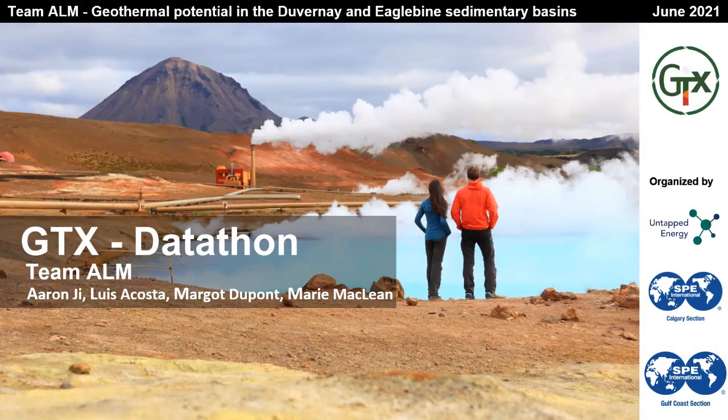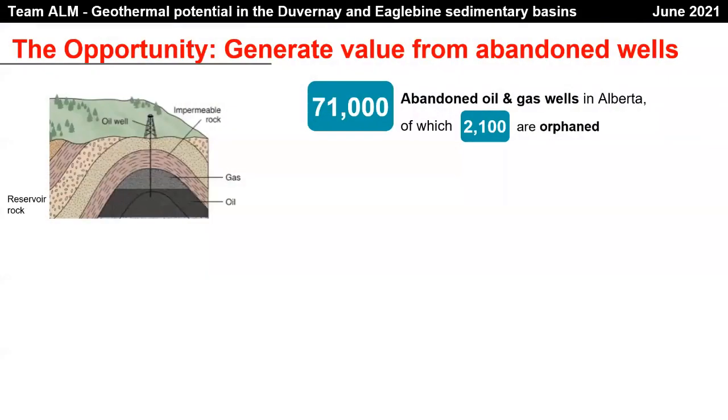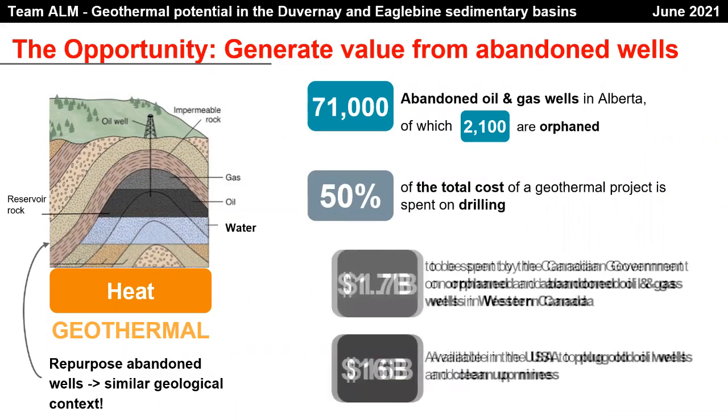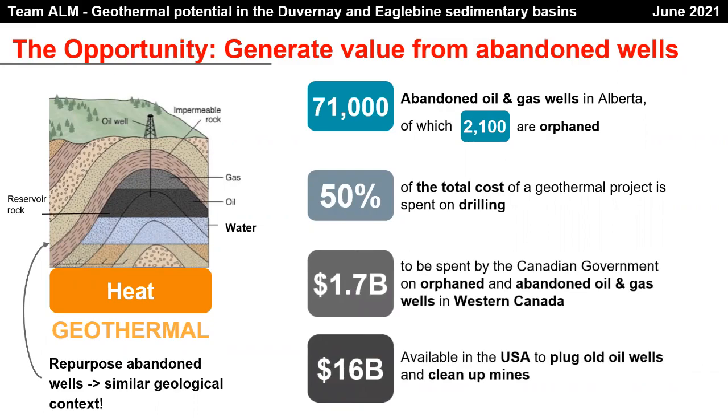Hi, we are Team ALM, and today we're going to show you geothermal power opportunities in Texas and Alberta. The cost of shutdown and reclamation of abandoned oil wells can be a heavy financial burden for oil and gas companies. Just in Alberta, there are 71,000 abandoned wells, of which 2,100 are orphaned. Repurposing oil wells for geothermal production could be a perfect match. It provides a good source of additional clean energy while reducing the costs of drilling new dedicated geothermal wells. In addition, government incentives could make this conversion more economically attractive.